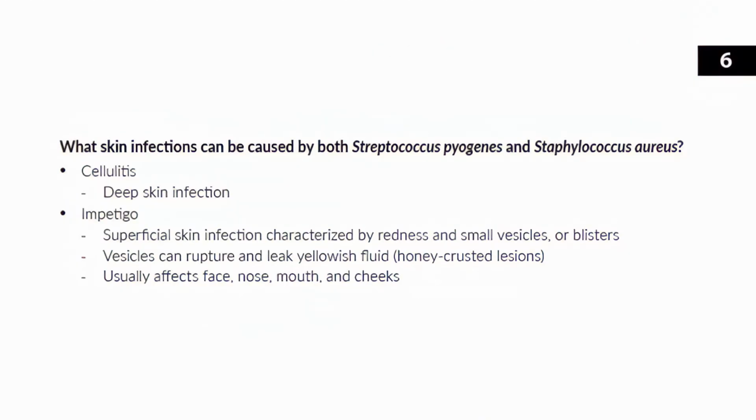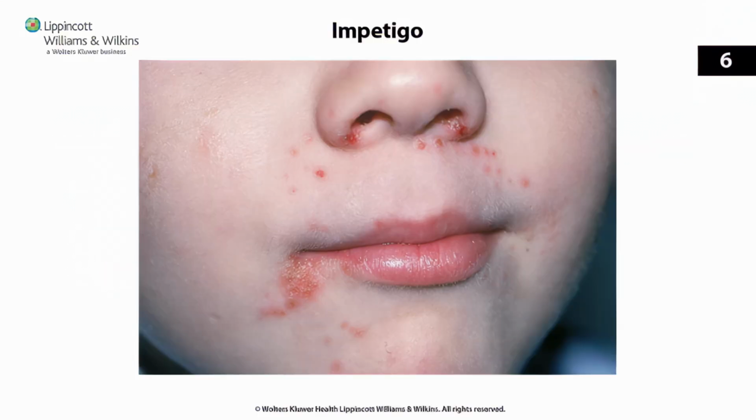And now, moving on to impetigo. Impetigo is another that can easily be caused by strep or by staph species. Impetigo is a superficial skin infection that's characterized by redness and little vesicles or blisters. These vesicles then rupture, leaking a yellowish fluid and causing honey-colored crusting of the lesions. It usually affects kids' faces, often around the nose, mouth, and cheeks.